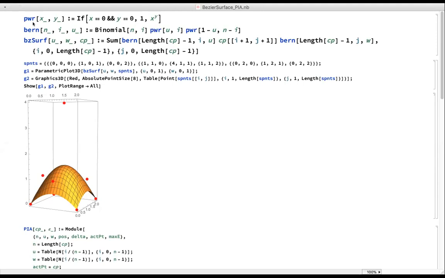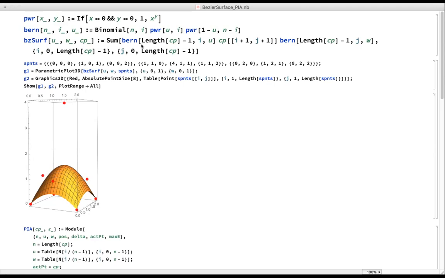Okay, so this is the Mathematica program that we use to plot the Bezier surface. The Bezier surface can be expressed as the summation of the Bernstein polynomials in the u and v directions, multiplied by the control points, right, with x and y subscripts.